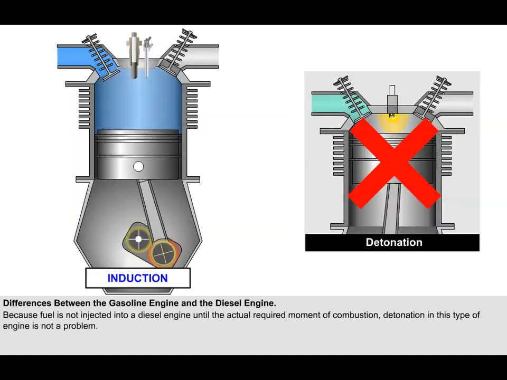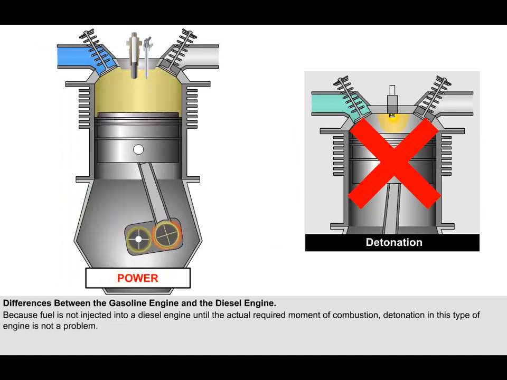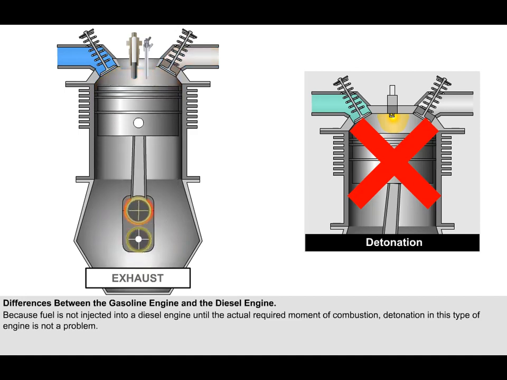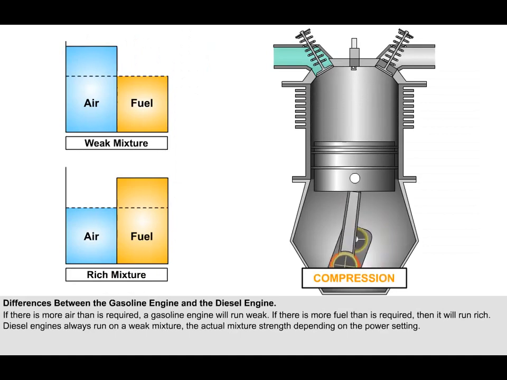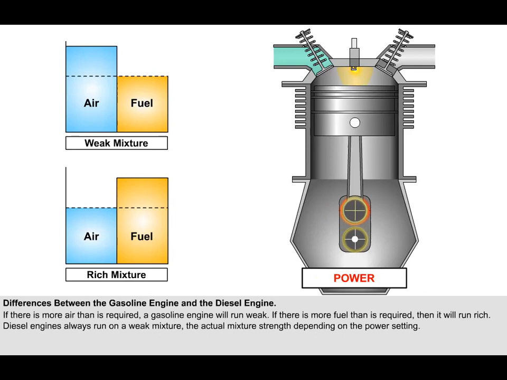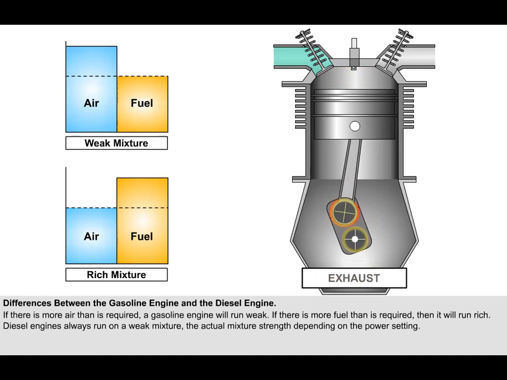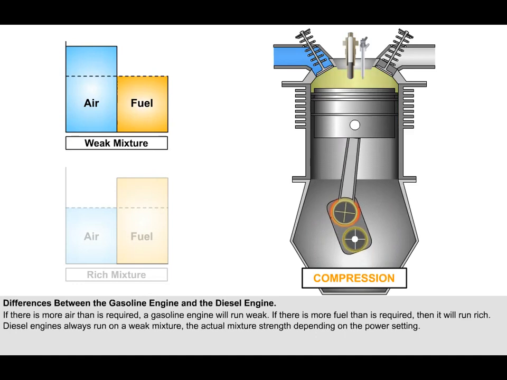Because the fuel is not injected into a diesel engine until the actual required moment of combustion, detonation in this type of engine is not a problem. Diesel engines do not usually operate at the stoichiometric ratio. The stoichiometric ratio is the air-fuel ratio in an engine where all of the fuel and all of the oxygen is burnt completely. If there is more air than is required, a gasoline engine will run weak. If there is more fuel than is required, then the gasoline engine will run rich. Diesel engines always run on a weak mixture, the actual mixture strength depending on the power setting.